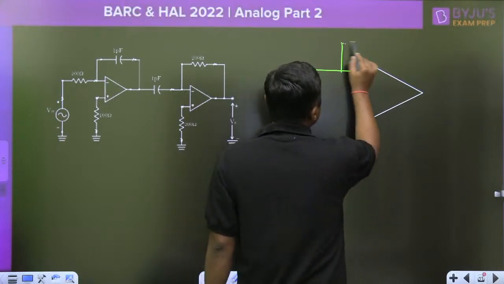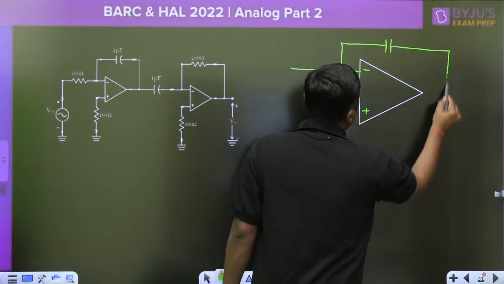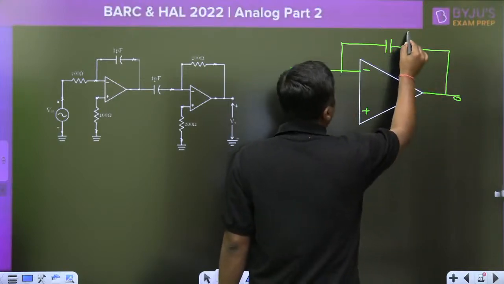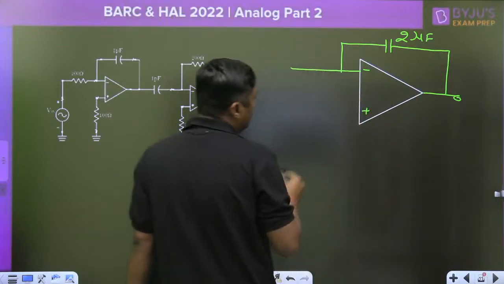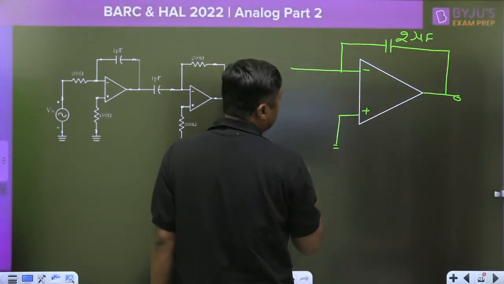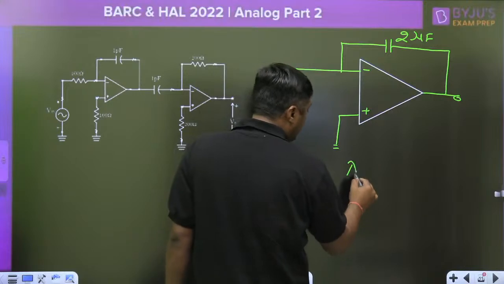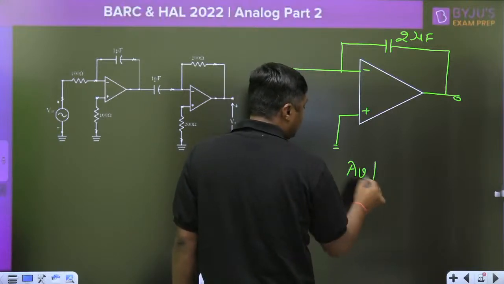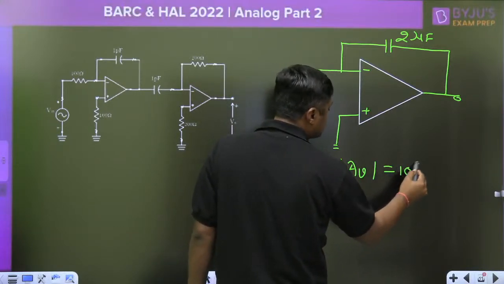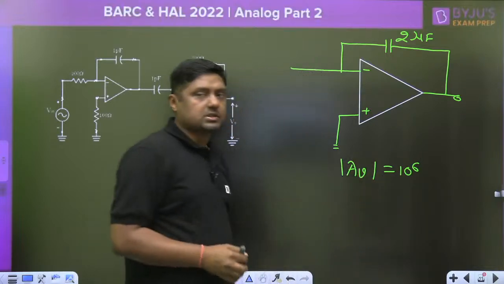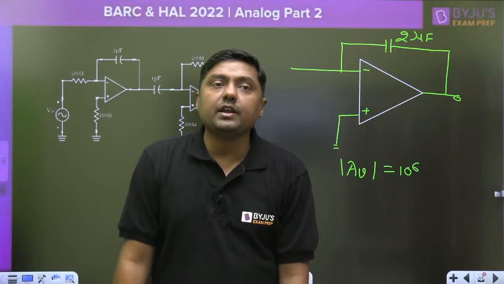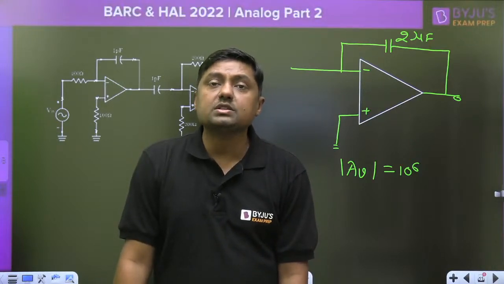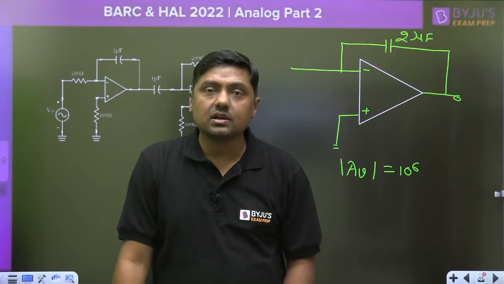Here we are connecting C. This is the 2 microfarad. This is the operational amplifier, and the gain of the operational amplifier magnitude is 10 to the power 6. This is the open loop gain of the operational amplifier. It is not infinite. The open loop gain is 10 to the power 6.